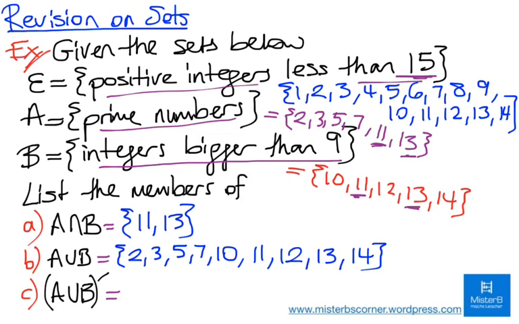And the negation will be all the elements which are not in A union B. For example, 1. 2 is there, 3 is there, but 4 is not. 5 is there, 6 is not. 7 is there, but 8 and 9 are not. 10, 11, 12, 13, 14 are all there, so actually this is the negation.